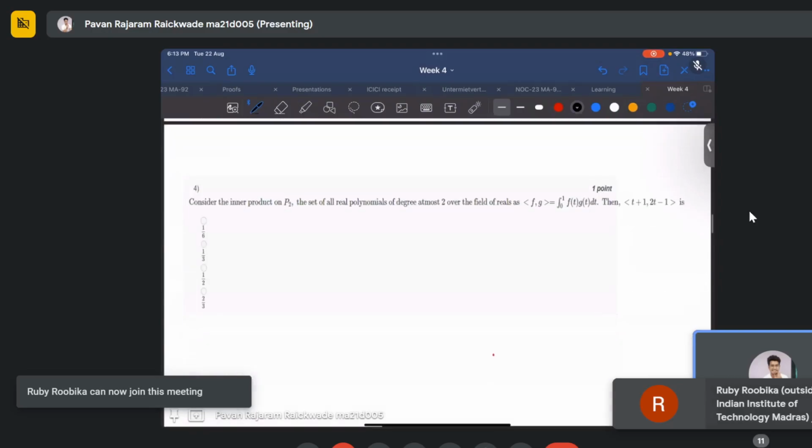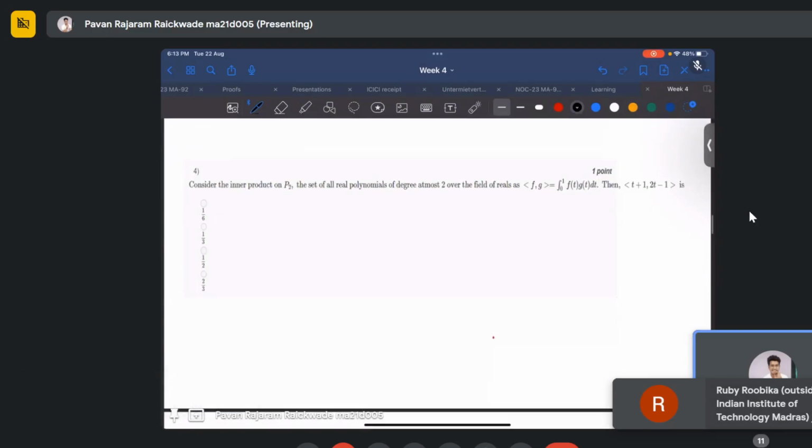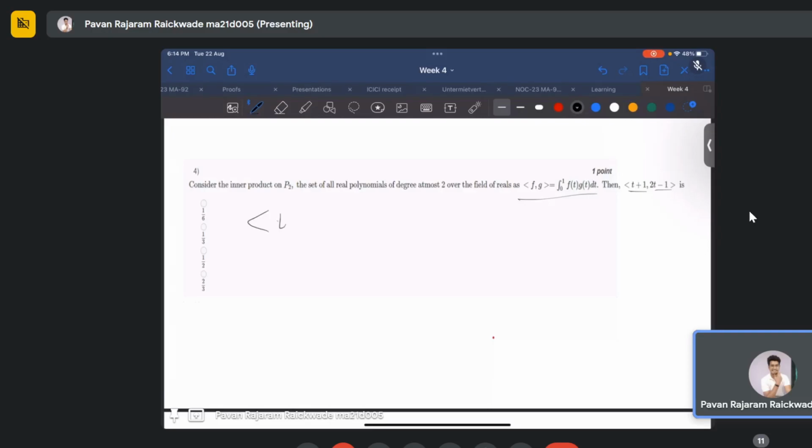Let's go ahead to question number 4. Consider the inner product on P2, the set of all polynomials of degree at most 2 over the field of reals. This is the inner product we got: the inner product of f and g is the integral of their pointwise product. Then they asked us to find this inner product. It's a simple calculation.